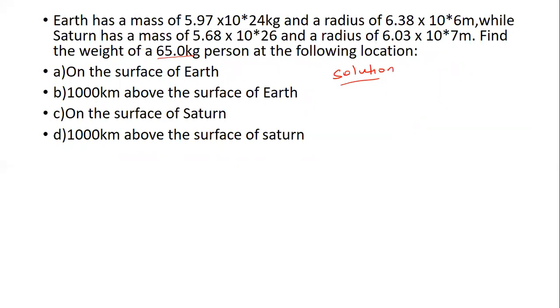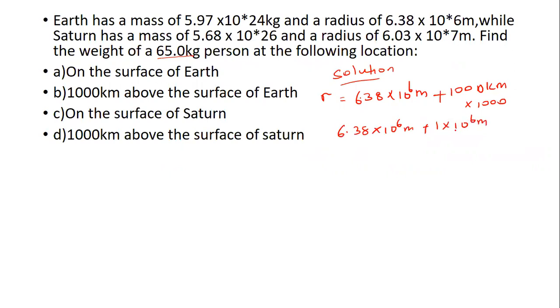The distance is the radius, right? The radius we have before is 6.38 times 10 raised to 6 meters. Now, when it's 1,000 kilometers above the surface of the Earth, you're going to add this with 1,000 kilometers. But remember, you have to convert the kilometers to meters. 1,000 meters equals 1 kilometer, so you multiply by 1,000. That gives you 6.38 times 10 raised to 6 meters plus 1 times 10 raised to 6 meters.